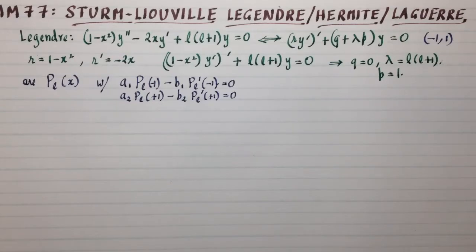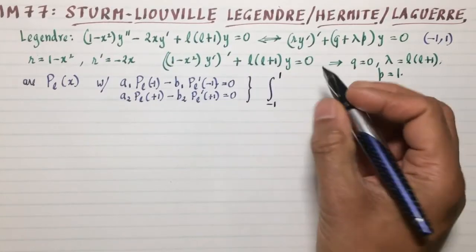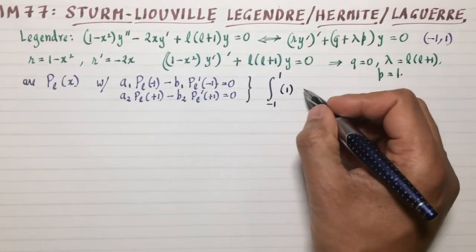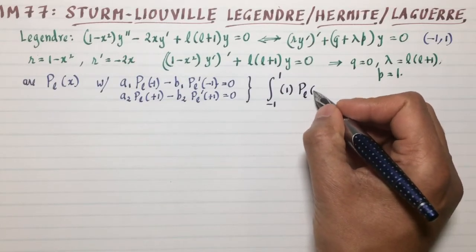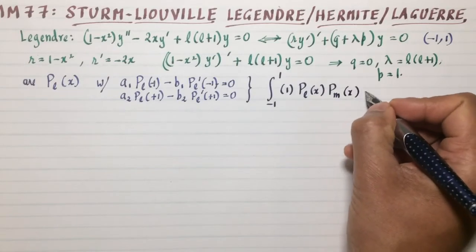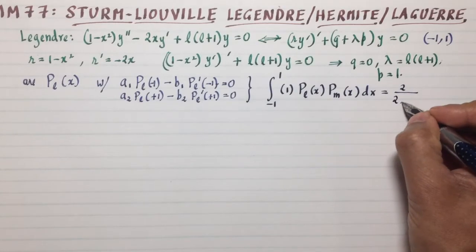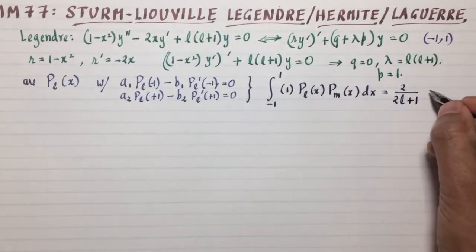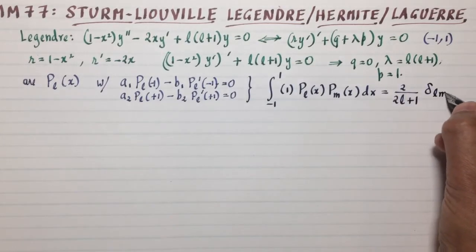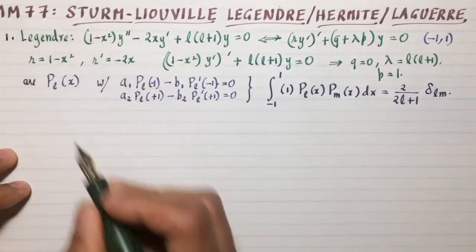And this satisfies the integral from minus 1 to 1, where the weight function is 1, of P_L(x) P_M(x) dx. But this we already know thanks to the Rodrigues formula. It's just 2 over (2L plus 1) delta_LM. So in this very nice way, we are able to write the Legendre differential equation as a Sturm-Liouville problem.